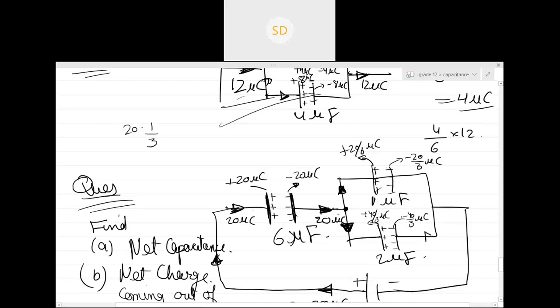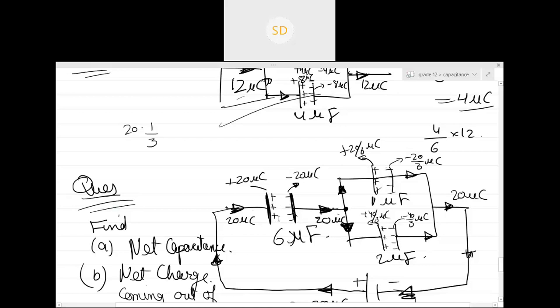Is this clear, guys? Yes, sir. So this is how you divide current. And once you know what is the charge across individual capacitor, you can easily find out the potential difference, right?